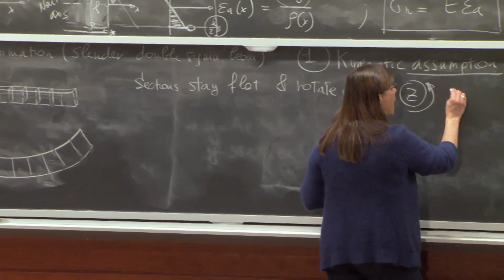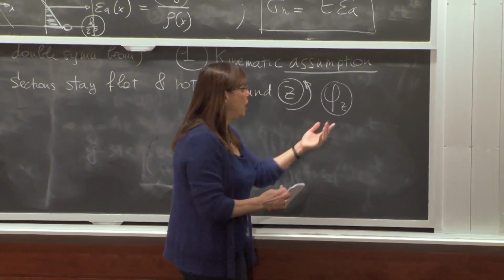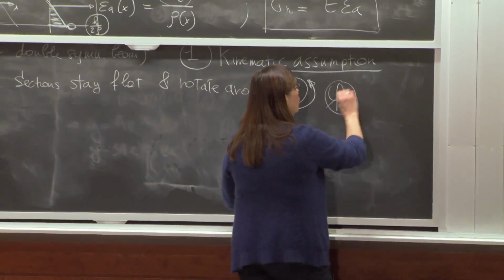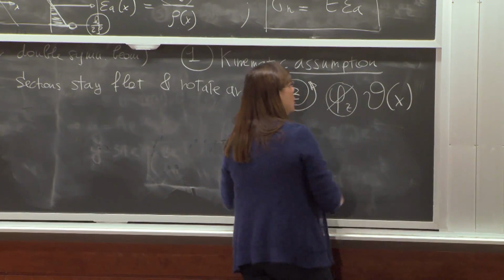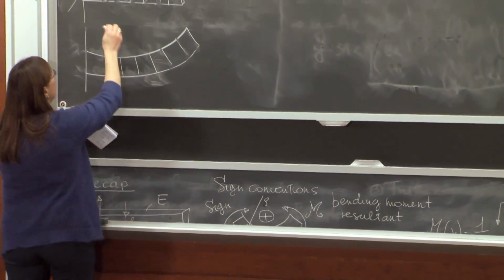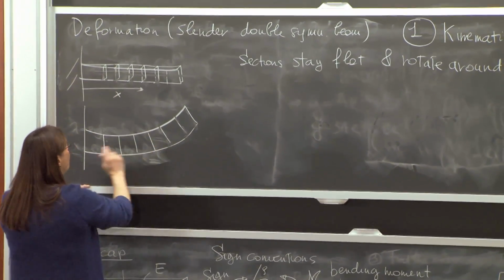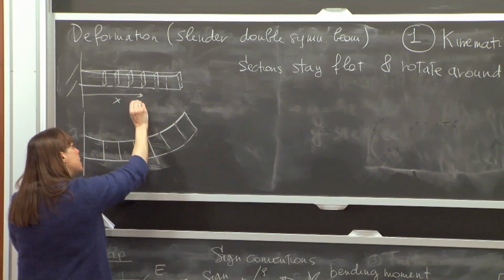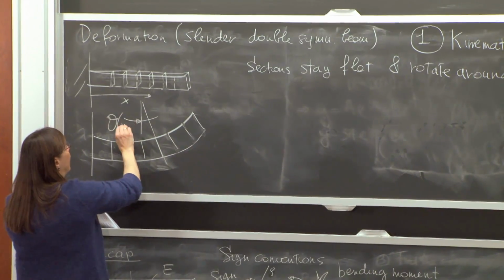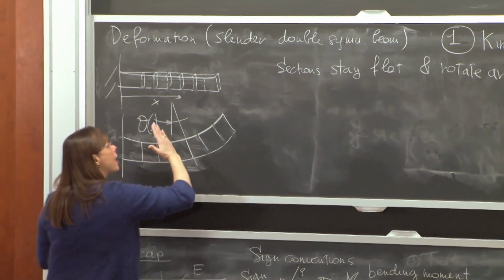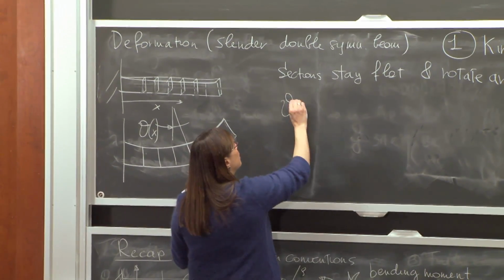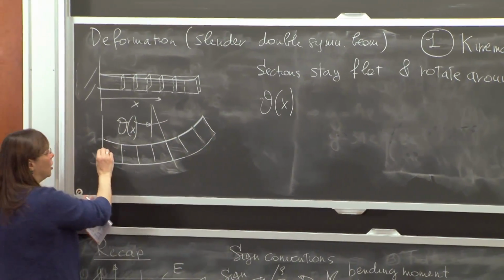And this rotation around the z-axis, if I wanted to be consistent with the phi x that I use for torsion, I would call it phi z. But normally this is called theta, theta of x. So if I go here to section x, and I look at what section x is doing, section x is rotating by theta of x. You see? It rotates around z by theta of x. Okay? And so theta of x changes from the beginning of the beam to the end of the beam.